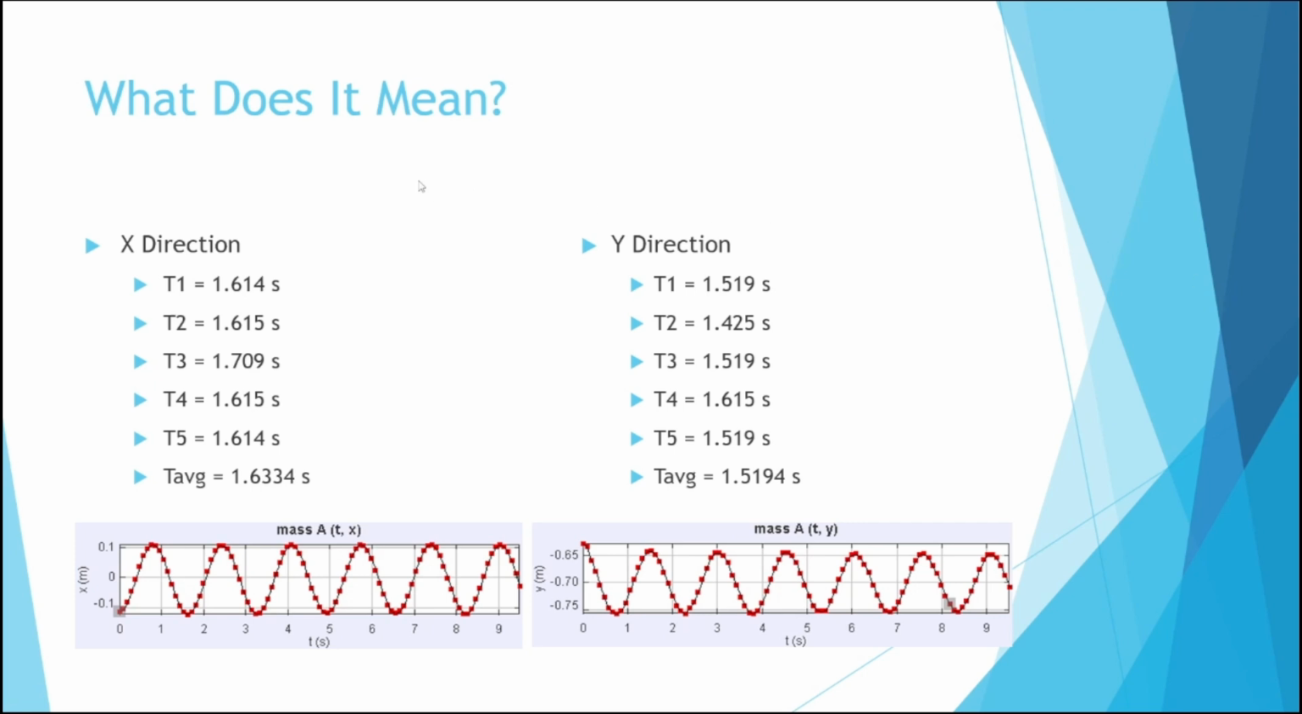This shows that the oscillation in the x direction was slightly longer than the average time of oscillation in the y direction. And this can be accounted for by the fact that the x direction only had the spring force acting on it, while the y direction had both the spring force and the gravitational force acting on it, which would cause the change to occur faster.